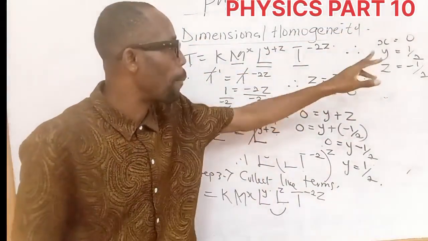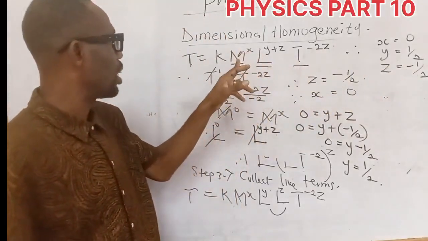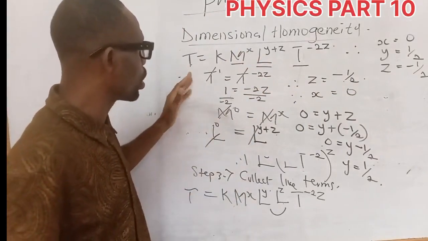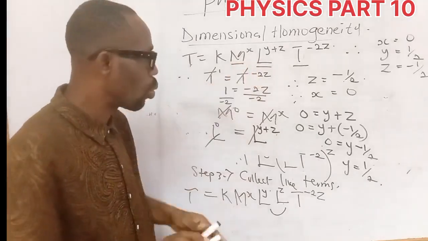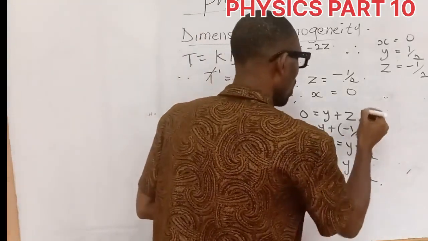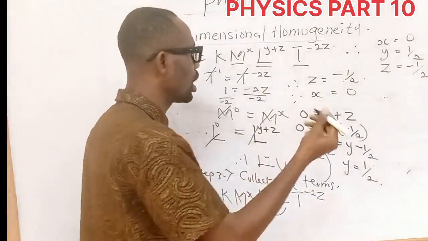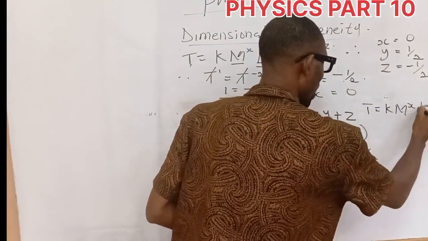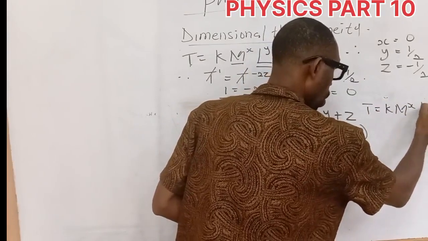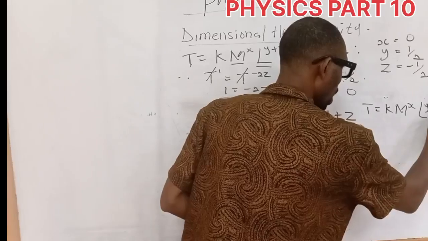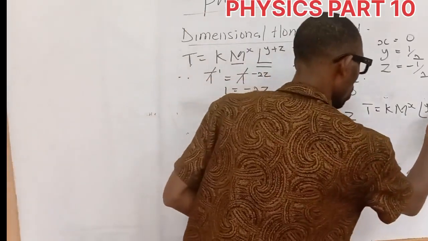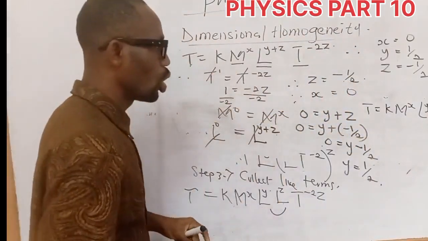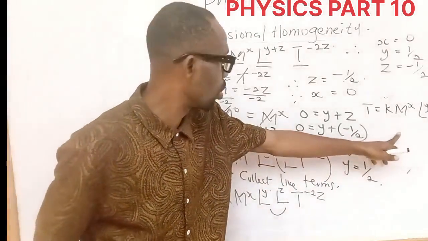Now let us take these values and put them back into the related equation. The related equation was t equals k times m raised to power x, m raised to power y, and g raised to power z. Is that true? g raised to power z. This is the related equation that was given to us.